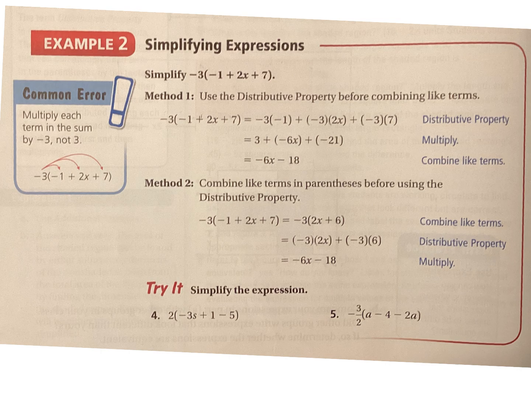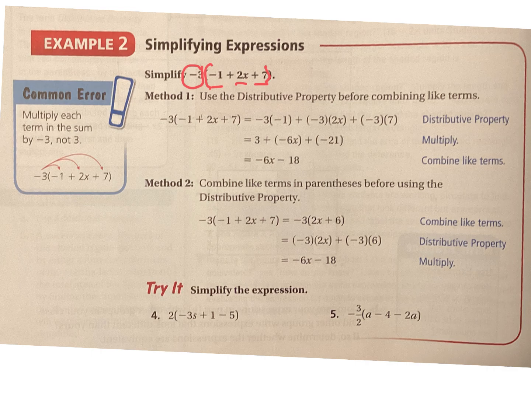Here's another example of simplifying an expression using the distributive property. Here's where you have negative 3, and then you have 3 things in the parentheses. So you have to do it times negative 1, times positive 2x, and times positive 7. Now there's 2 ways to do this. You could do the negative 3 times all 3 of those terms, and then put the like things together. Or you can combine the like terms in the parentheses first.